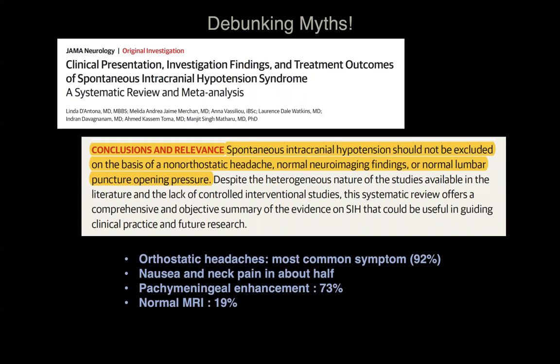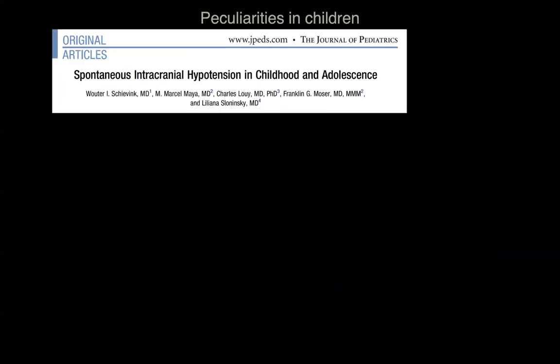Orthostatic headaches remain very common, so you can have them in more than 90% of the patients. You can have also nausea and neck pain, like in our case. Pachymeningeal enhancement is probably the most common radiological finding, but remember in 20% of the cases you have a normal brain. This is the context, a radiological diagnosis for both adults and children.